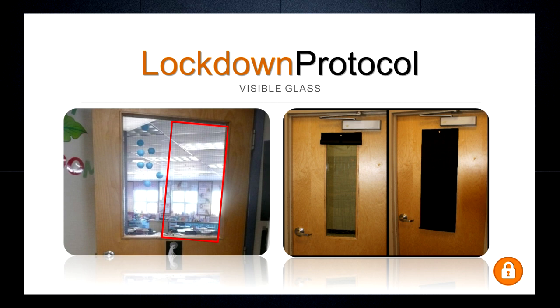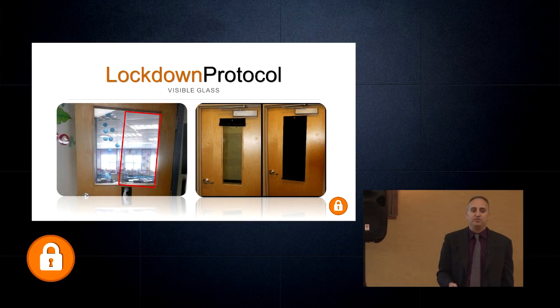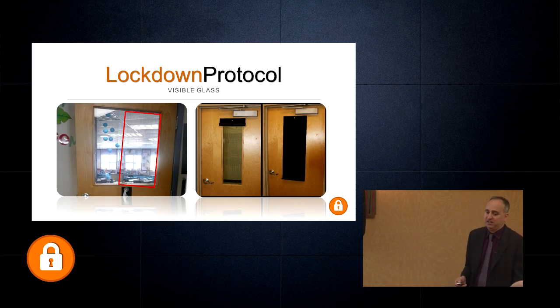This door here, some buildings have this full pane of glass. It makes the safe zone much smaller. By simply applying a film that obscures this glass in this red section here, now you've trimmed it down to your typical window size that you need to observe instruction from the outside of the room. But in one way, shape, or form, if glass is creating a problem, you need to mitigate that glass.